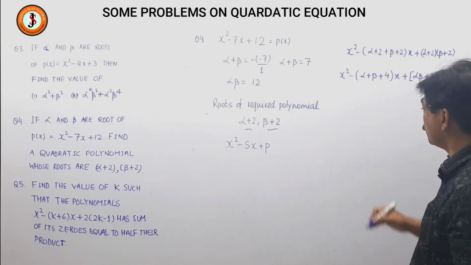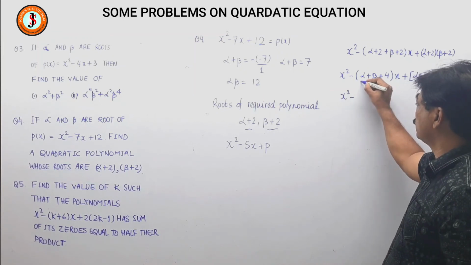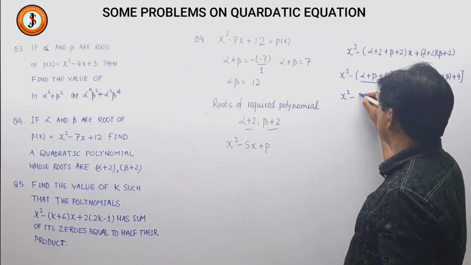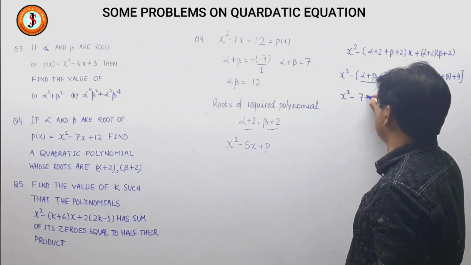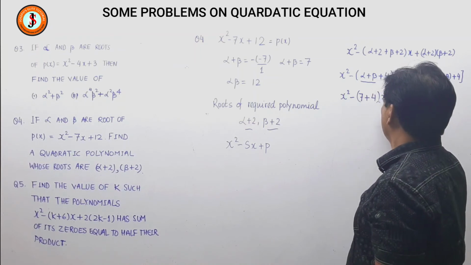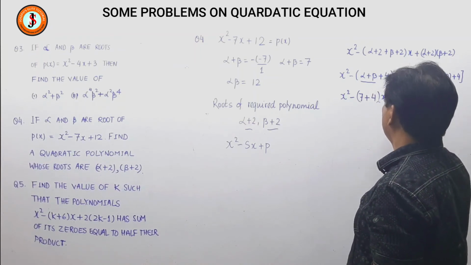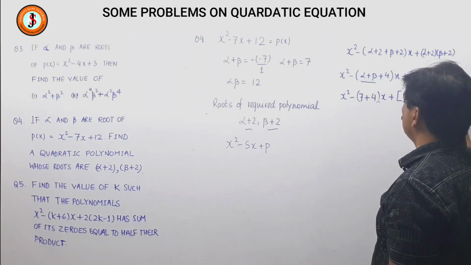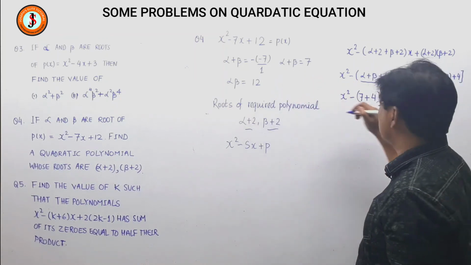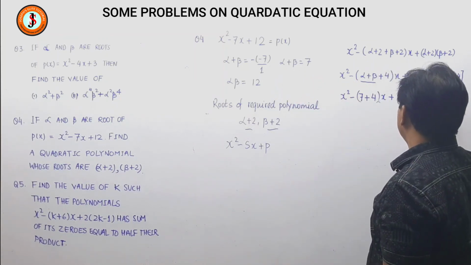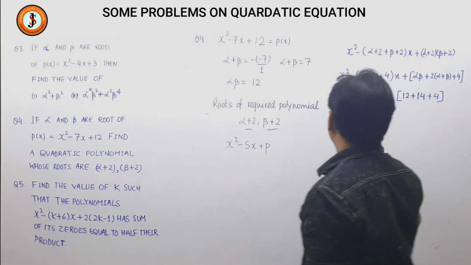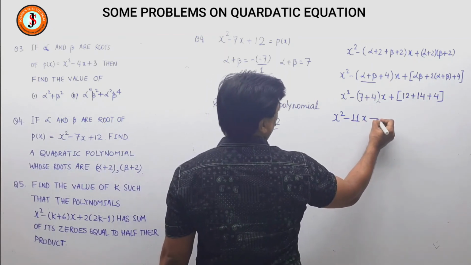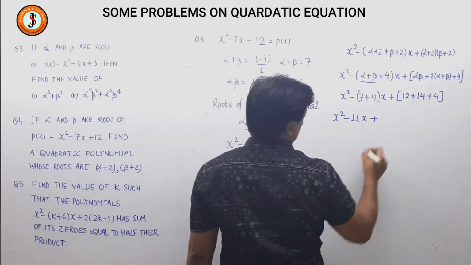So x square minus, what is alpha plus beta over here? 7. So 7 plus 4, that is 11, plus here it will be alpha into beta. Alpha into beta will be 12, plus 2 into alpha plus beta. Alpha plus beta is 7, 7 twos are 14, 14 plus 4. So how much is this? x square minus 11x plus 30.